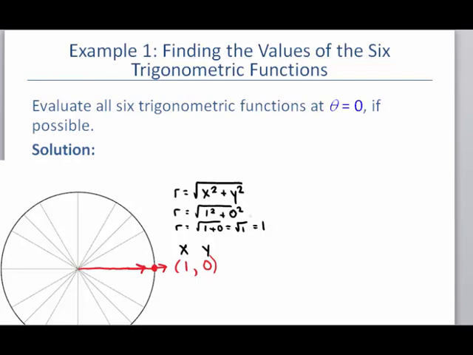Especially on a point that lies on an x or y axis, it is possible to come up with the r value without going through the formula. So I'm going to go ahead and note that r is equal to 1. And then we're going to move on and look at finding our trig values.